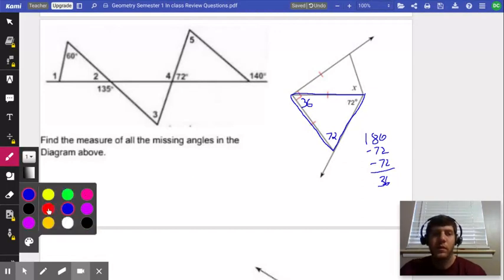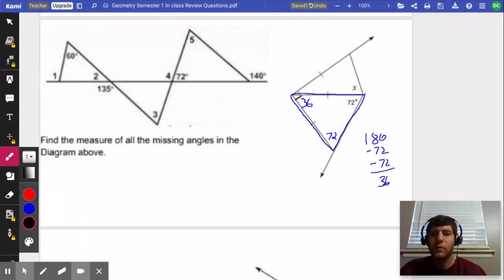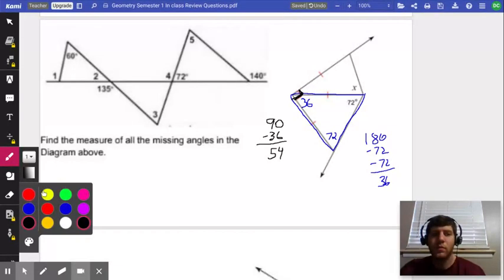Okay. And then we have a right angle here. This is a right angle. So we know these two angles add up to 90 degrees. So we can do 90 minus 36. Right, which is going to give us 54. Right, so we know that this angle here is 54.